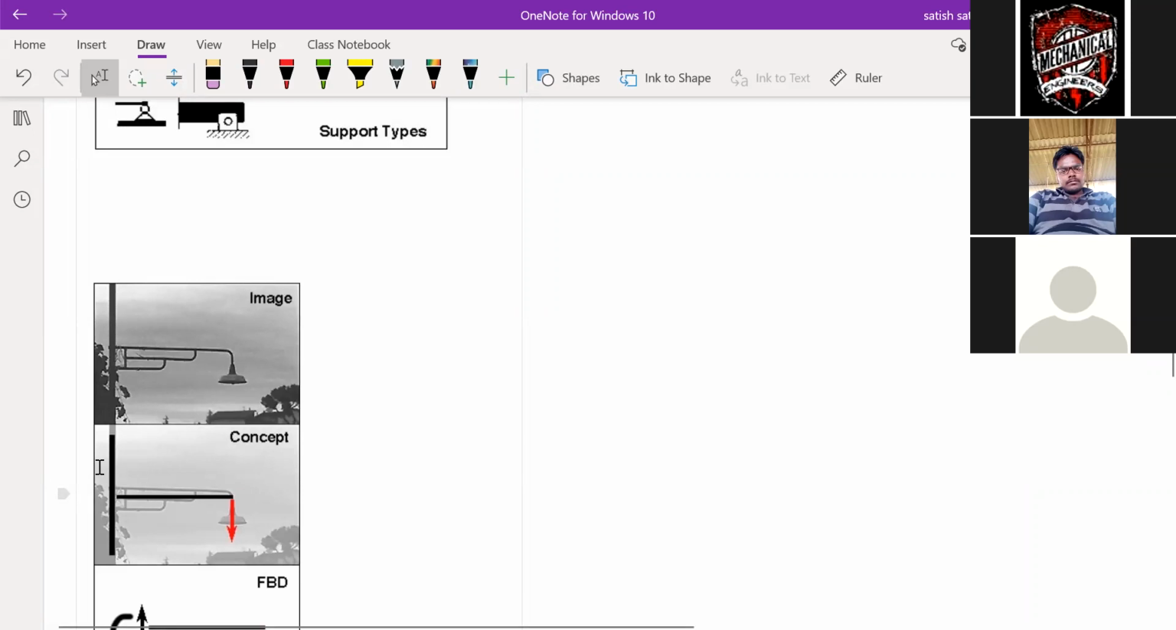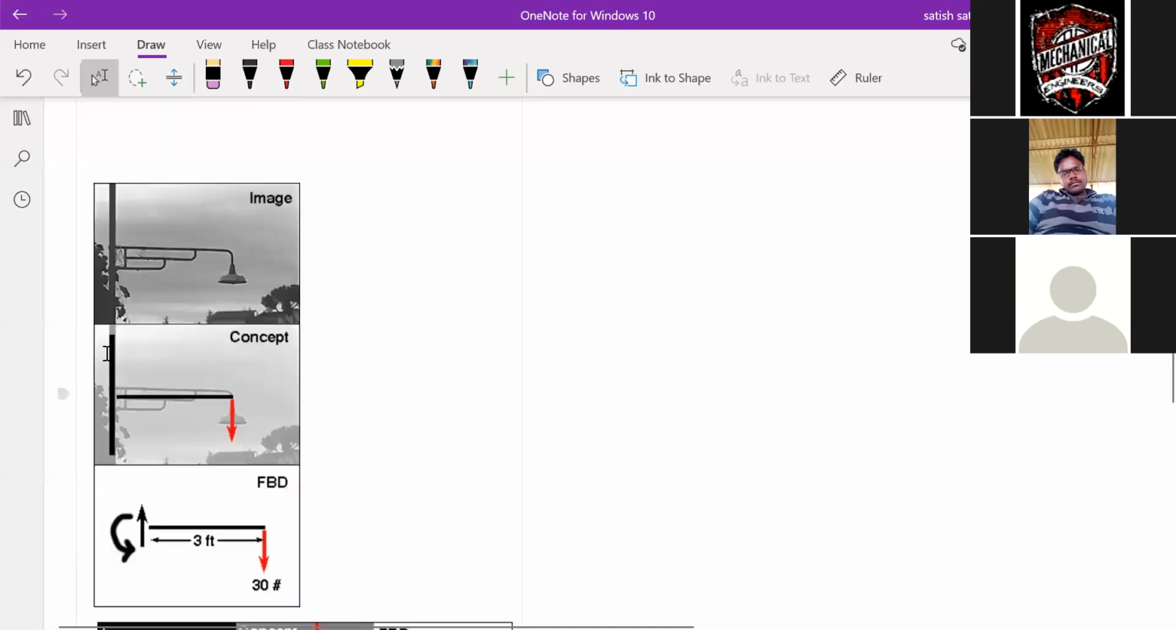The pole, see, this is a practical structure. That structure is converted into a concept. That means our beam, here it is the support and this is a beam, and the weight of this lamp we have replaced with a force. Now, to draw the free body diagram for this, what can we do? I have to remove this support.